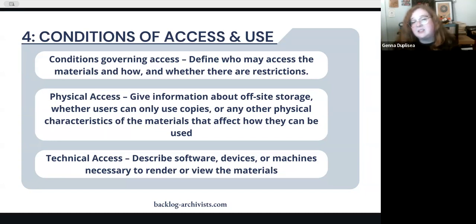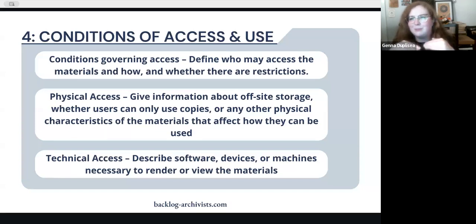And then technical access is for describing the software or devices or machines that are necessary to render the materials or view them. So like, oh, this entire thing is on microfilm, so you're going to have to come and sit and use the microfilm reader. So a user will know that going in.